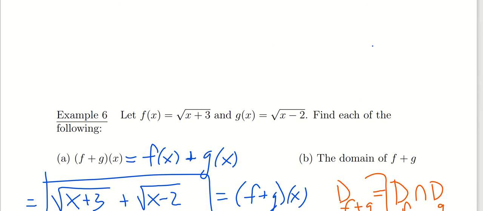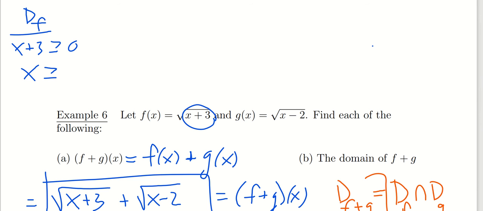Let's start with the domain of f. F of x is a square root. So we would need the thing on the inside to be greater than or equal to 0. Subtract 3 from both sides, and very simply we get that the domain of f is x greater than or equal to negative 3, which if you wanted to, you could write in set notation as negative 3 to infinity.